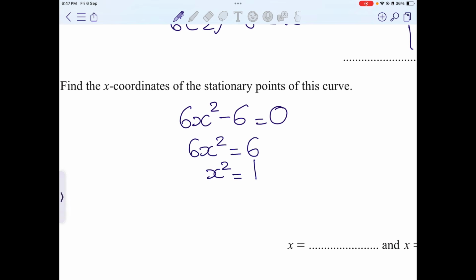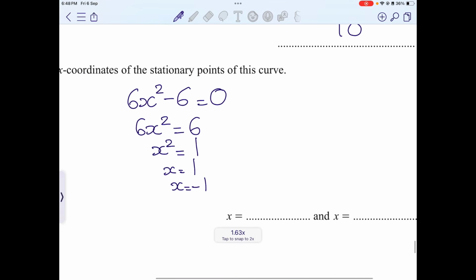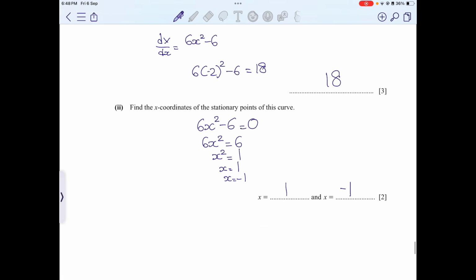So I want to find something that squared is equal to 1. One of the x values is 1, but also remember that when you take a negative value and you square it, it gives you the same positive value. So x can be negative 1 also. So always remember, when you are asked the square root of a positive number, like for example 25 or 36, it will be the positive and also the negative. So 1 and negative 1.